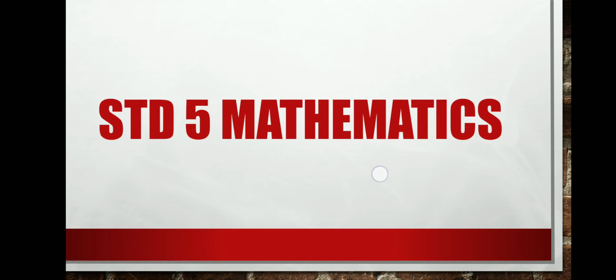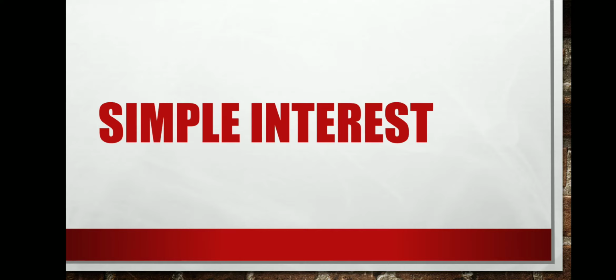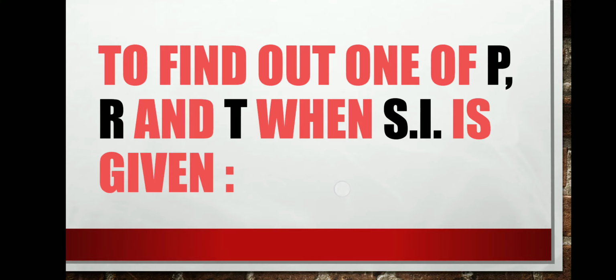We are continuing with simple interest. We have learnt that simple interest is equal to P into R into T divided by 100. Now we'll move further and find out one of P, means principal, R, rate, and T, time, when SI, simple interest, is given. Now, let us see.